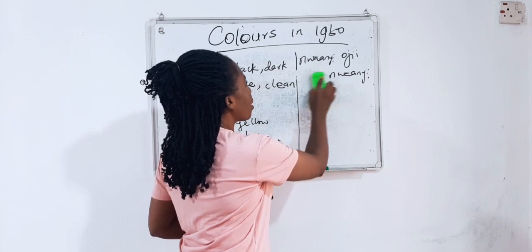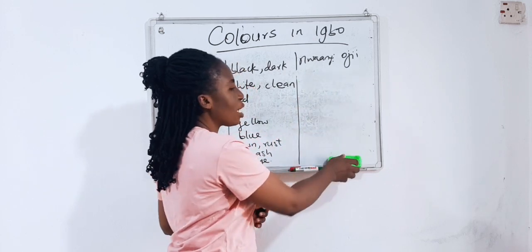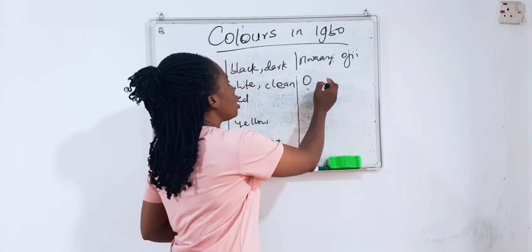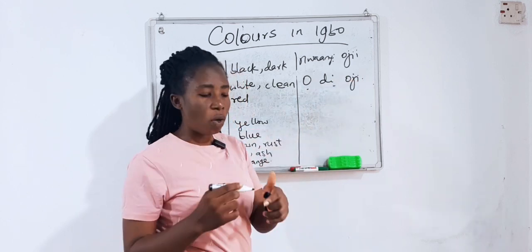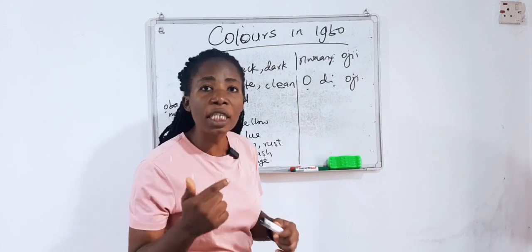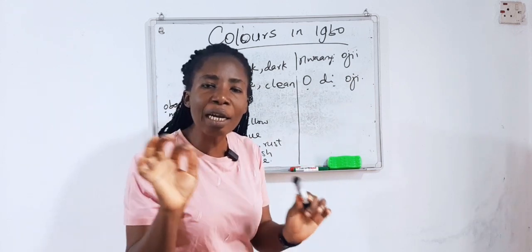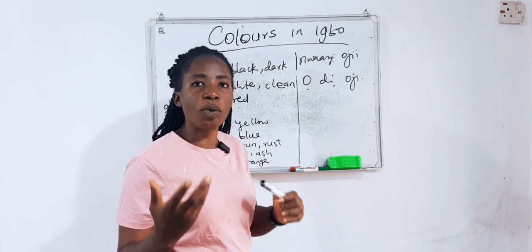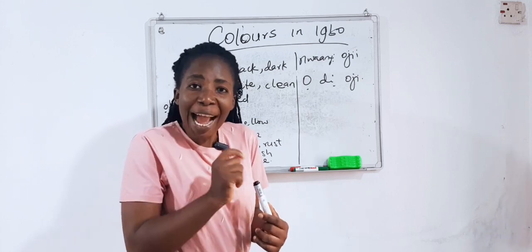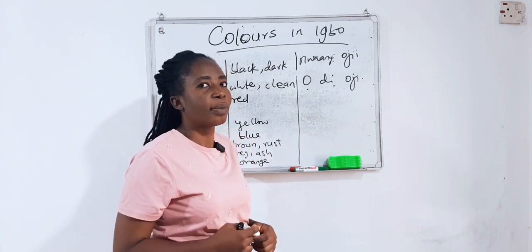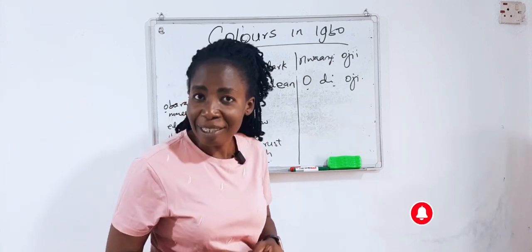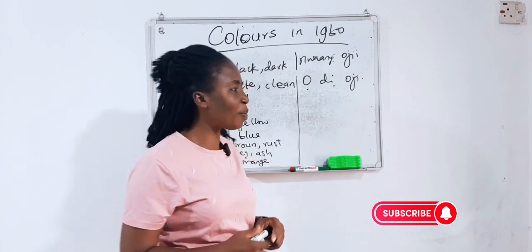Then if you want to say that she or he is dark, you say Odi oji. He or she is dark complexioned. Odi oji. Adim oji. I am dark in complexion. Did you understand that? Good job.